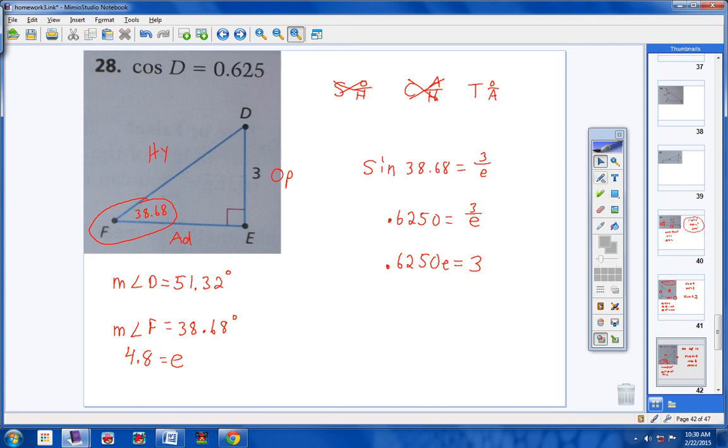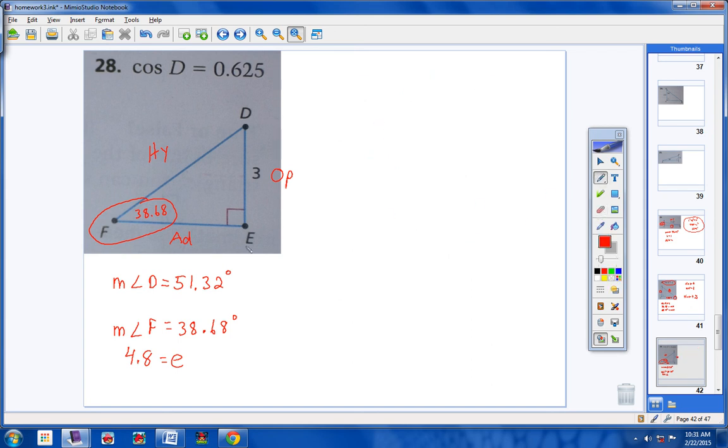There we go. Now, to find our last side, I'm going to use Pythagorean's theorem. I don't usually do that, but I'm trying to mix it up so it's not the same thing over and over. So I know e, my hypotenuse, is 4.8. So I'm going to take my leg, square it, take my other leg, which would be little d, square it, take my hypotenuse and square it, and let's see what we get, okay?